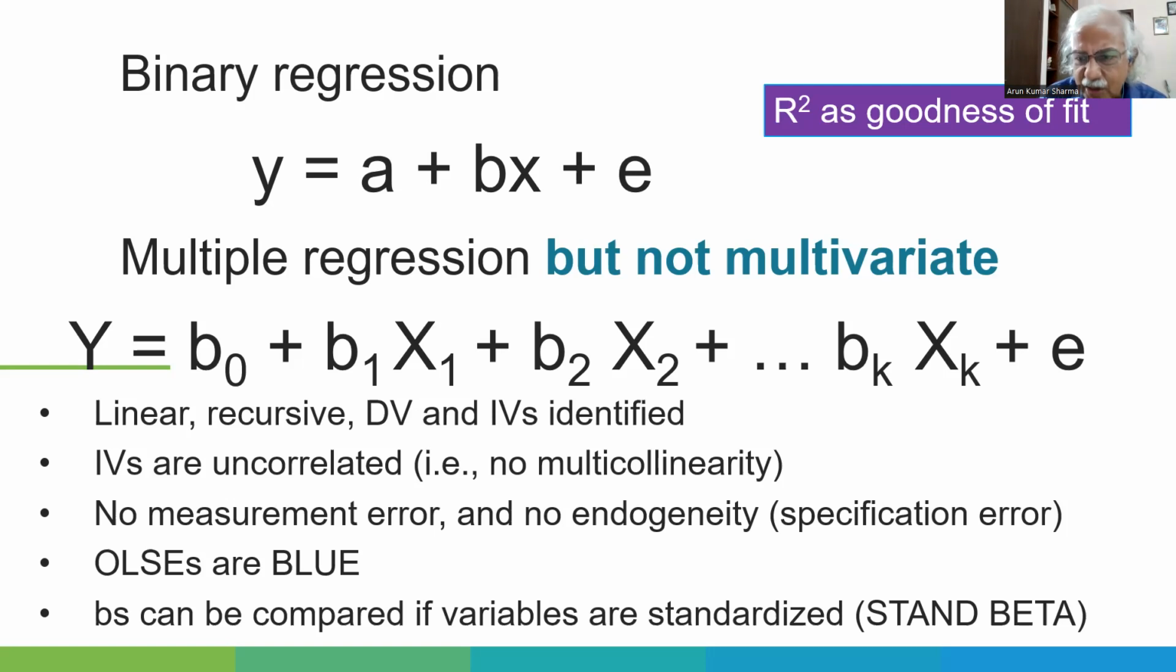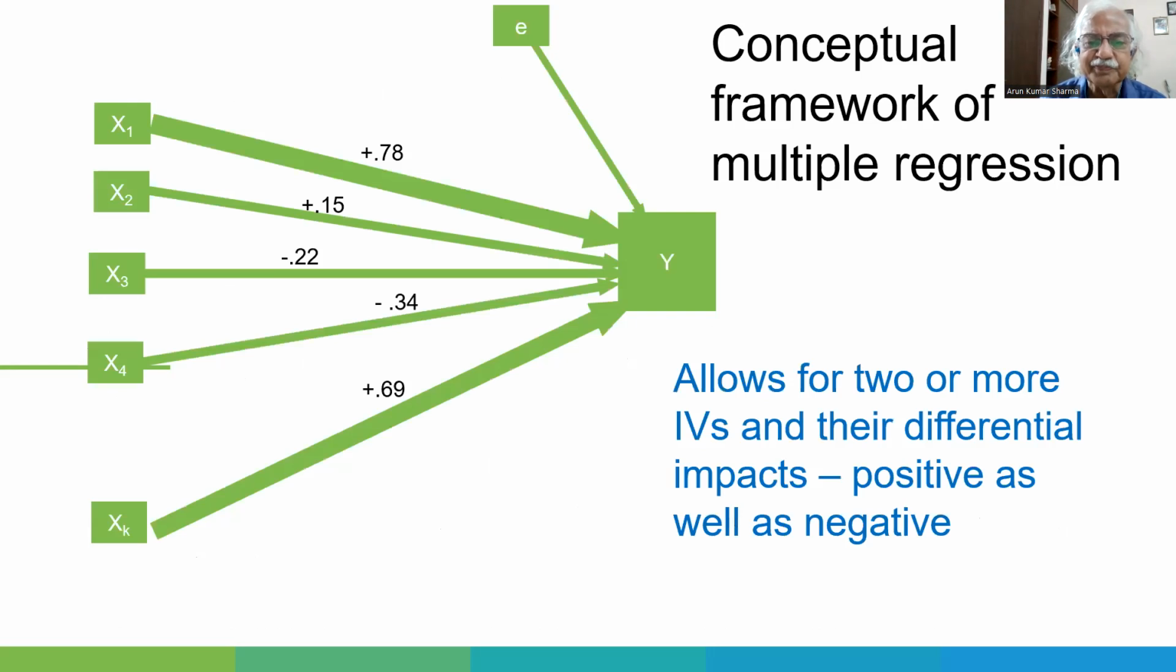I could talk about these things in more detail, but my purpose today is to focus on SEM. These can be compared if variables are standardized, because we know that these are affected by standard deviations of explanatory variables. So, if the standard deviations are not the same, these cannot be compared. This is the conceptual model. Actually, I always motivate students to show their conceptual model in the form of a diagram.